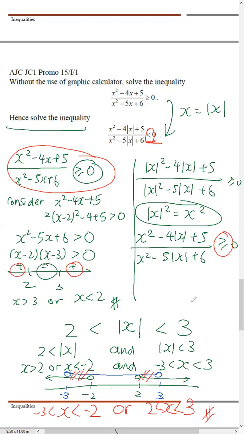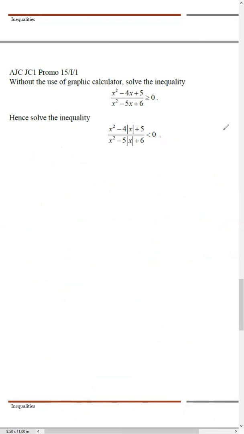So that is how you solve an inequality with a substitution that requires you to substitute in a mod x. So let's move on.